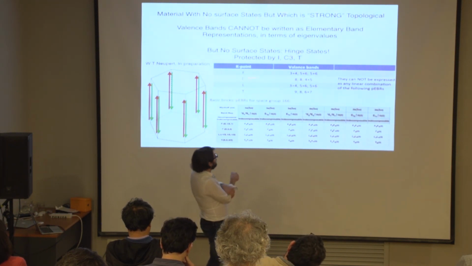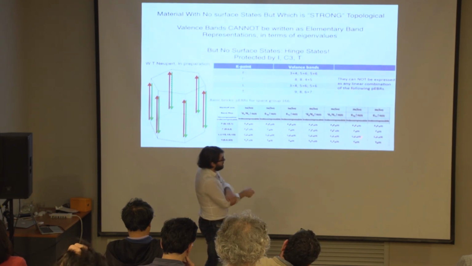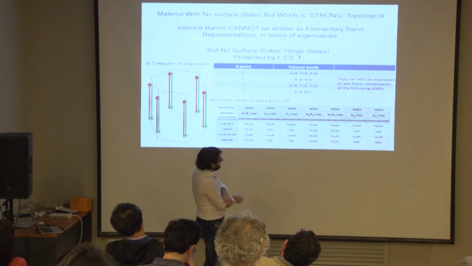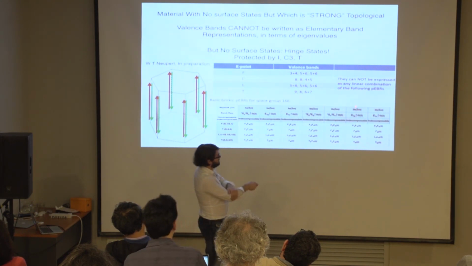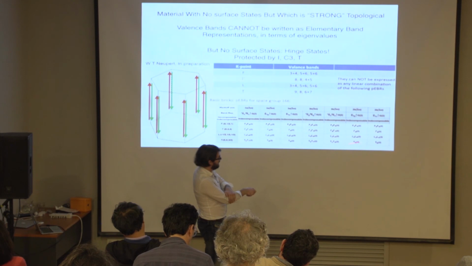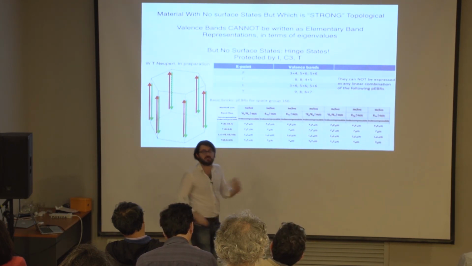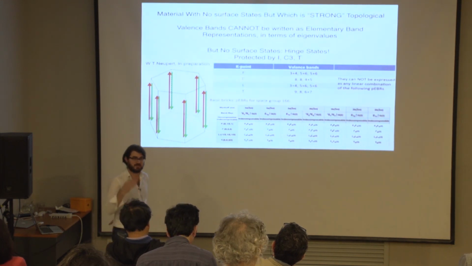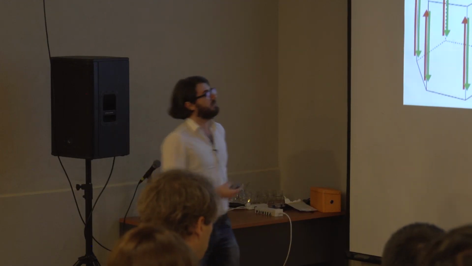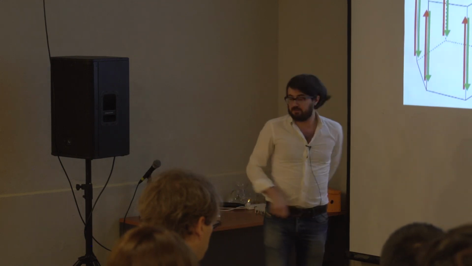But then you'll see that as I move away to another high symmetry point in the Brillouin zone, it won't match. If gamma has the content of this EBR plus this EBR, because it's 8 plus 8 plus 4 plus 5, then if it was just the sum of elementary band representations, it must be that at all other points it should have the content of this plus this. But you see that doesn't match. So you cannot write it as a linear combination of elementary band representations. Hence, it has to be a strong topological material, except it doesn't have surface states. It has hinge states.